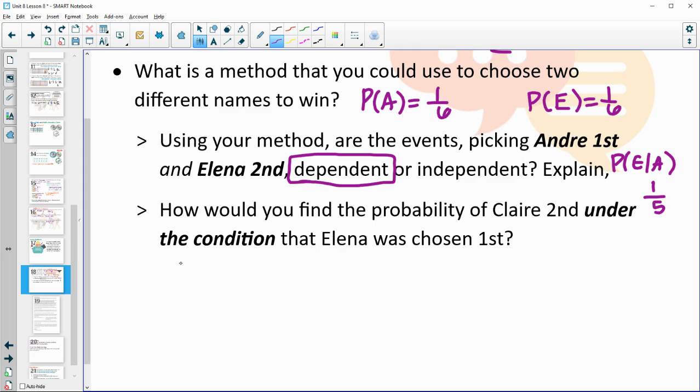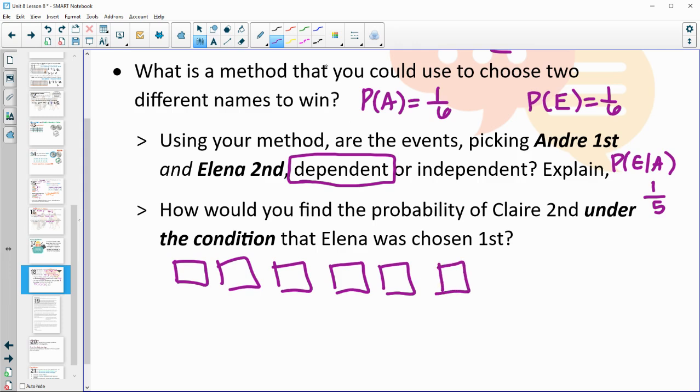And then how would we find the probability that Claire is second under the condition that Elena was chosen? So remember that we've got all 6 people on slips. And so let's say that this is Elena's. And so she was chosen first. So now what's the probability that we choose Claire? Okay, so the probability of Claire, given that Elena was chosen first, so Claire being chosen second, is going to be a 1 in 5 chance.